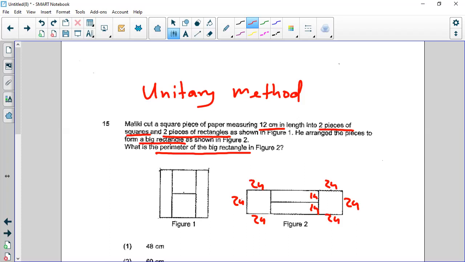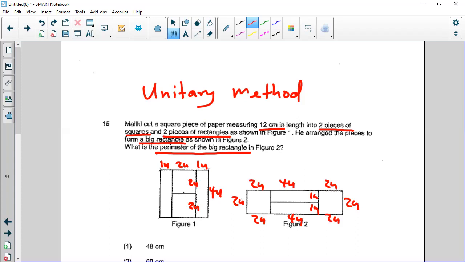Okay, then how about the length of the rectangle? If the side of the square is 2 units, this is 1 unit, 1 unit. And the side of the square here is 2 units, 2 units. Then the length of the rectangle must be 4 units. Yep, that's the length of the rectangle. Got it? Okay, so what else can we do?